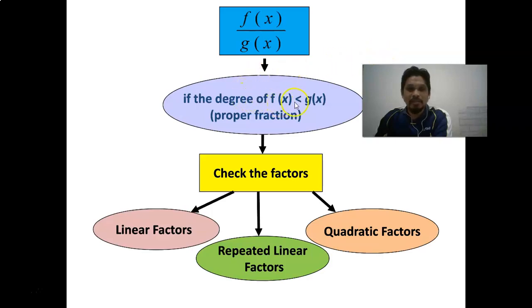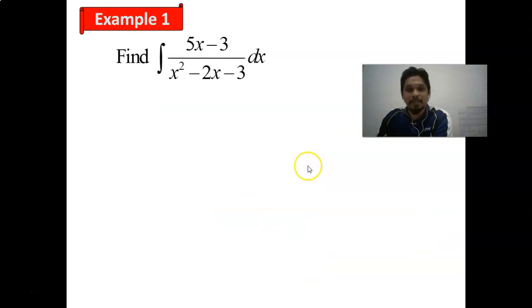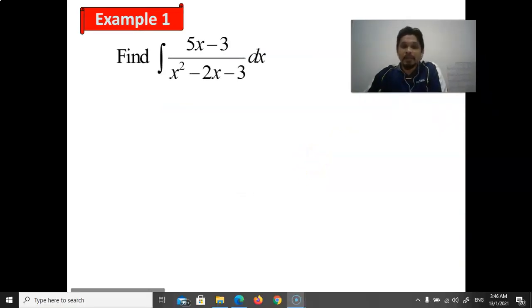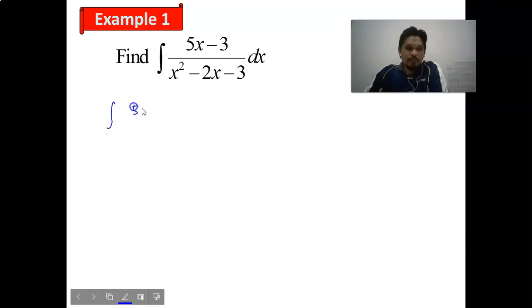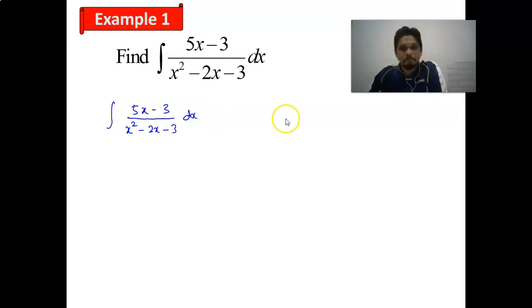So if the degree of f(x) is less than g(x), then it is a proper fraction. Then check for linear, repeated linear, or quadratic factors that cannot be factorized. It's something we call revision from chapter 6 of semester 1. Okay, right now here. So, the integral of 5x minus 3 divided by x squared minus 2x minus 3 dx.